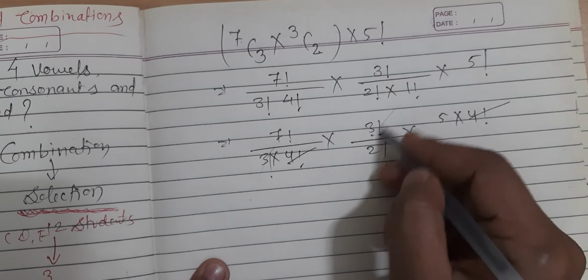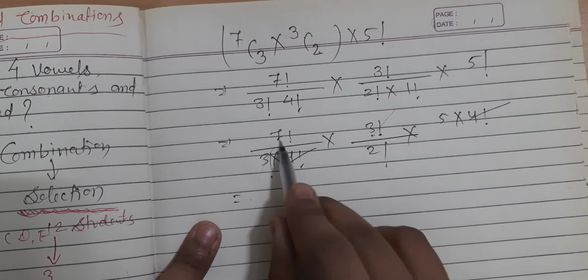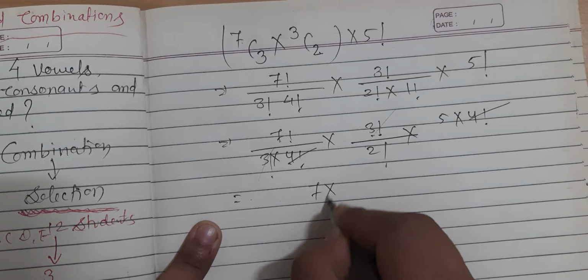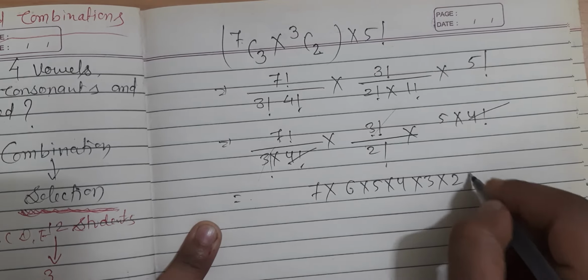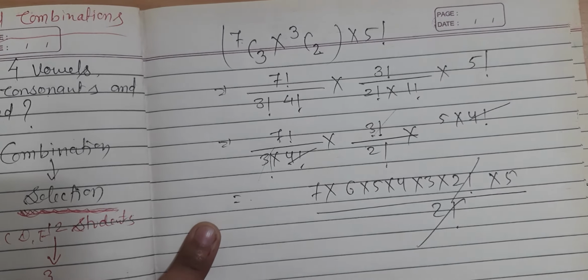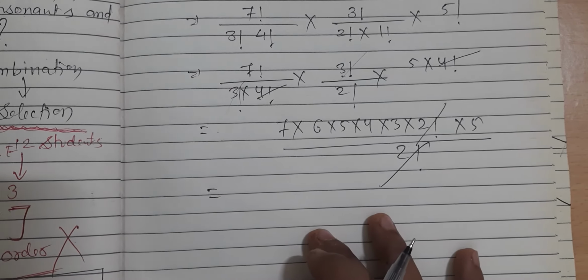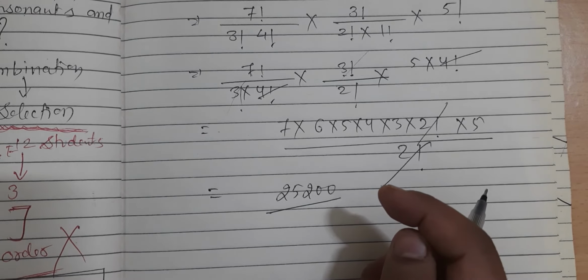This 3 factorial and 3 factorial will cancel out, and here we are left with this 7 factorial. 7 factorial means 7, 6, 5, 4, 3, 2 factorial, multiply by 5 by 2 factorial. This 2 factorial and 2 factorial will also cancel out. Now we will multiply and we'll write the answer. So the answer is 25,200.